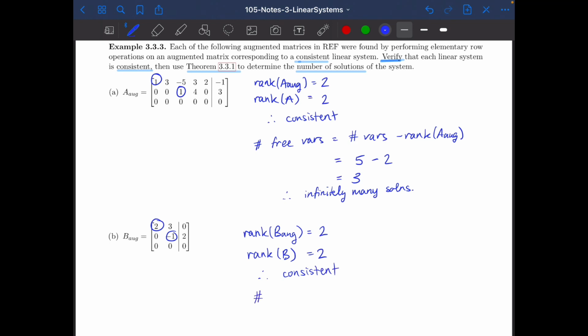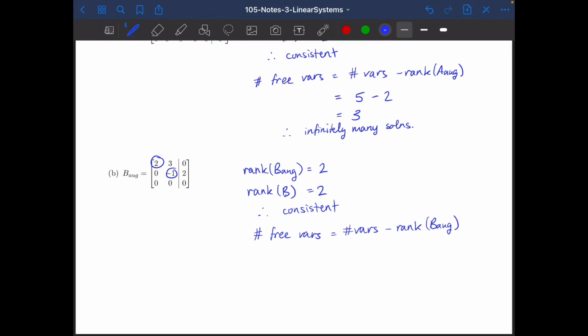So we can use the equation: number of free variables equals the number of variables minus the rank of the augmented matrix. The number of variables in this case is 2, and the rank of the augmented matrix is also 2, and so the number of free variables is 0. A linear system that does not have any free variables is a linear system that has 1 solution.